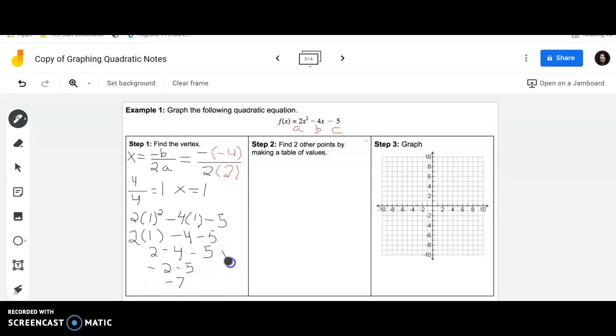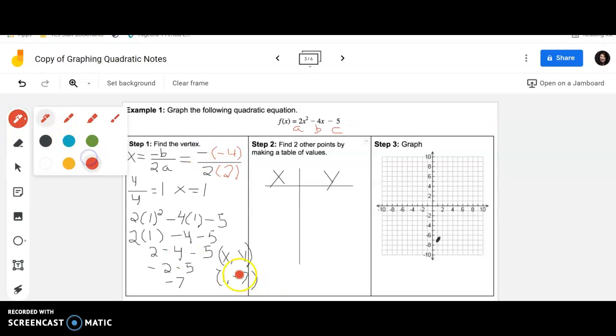So what we have now is a coordinate point. We can say x comma y, and that's going to get us a coordinate point of 1 comma -7. We can go ahead and graph that. So our vertex is going to be 1, -7. Now we need to find 2 other points by making a table of values. And we can do that by finding 2 x values. Now, because everything's going to be the same on the right and the left side, I'm going to take this number.